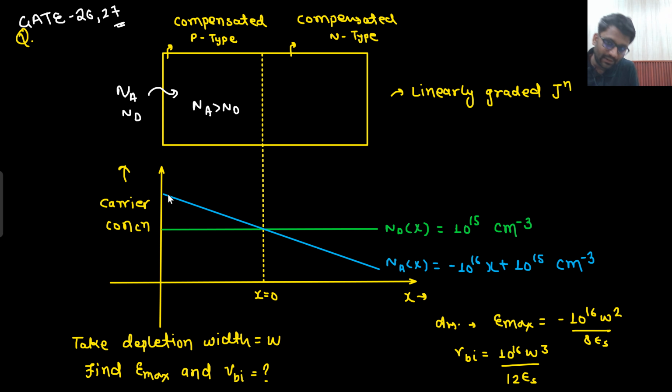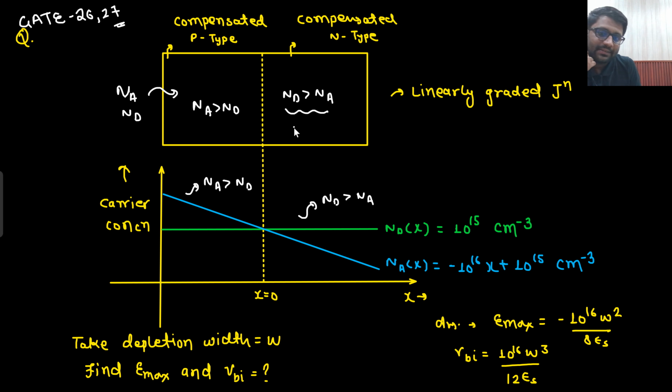You can see the graph. This is the graph of Na, this is the graph of Nd. You can see that here Na is more than Nd, and in this particular region, Nd is more than Na. If Nd is more than Na, what does that mean? It is N type. And if Na is more than Nd, it is P type. So this particular side for x less than 0 is known as compensated P type. For x greater than 0, it is known as compensated N type.